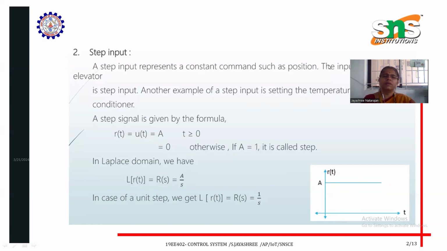The equation is R of t equals A when t is not equal to 0, and R of t equals 0 when t equals 0. If we take the Laplace transform, R of s equals A divided by s. If it is a unit step, then R of s equals 1 by s. This is the graph of the step input response. The magnitude A remains constant.